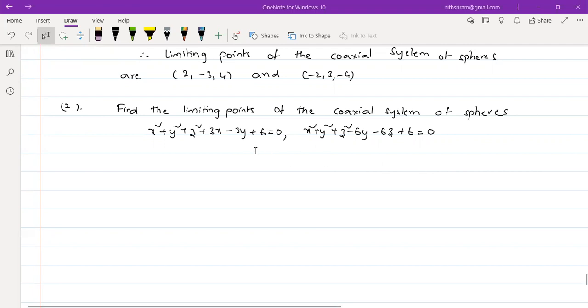So first we have to find the sphere equation, and after that find the plane equation by subtracting these two. Then we write S plus lambda U equal to 0, which represents a coaxial system of spheres, and then you can find the center. After that we put radius equal to 0, and on simplification we get two values for lambda. If we substitute those two values in the center, then we get two limiting points.